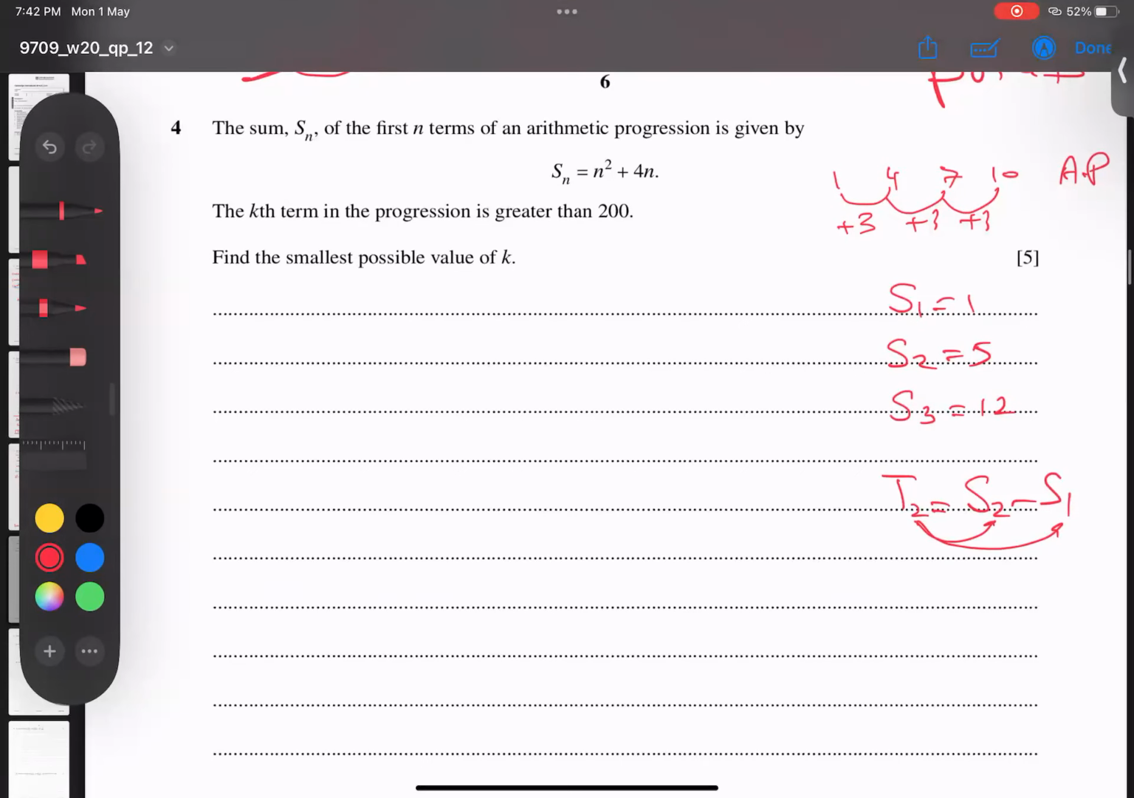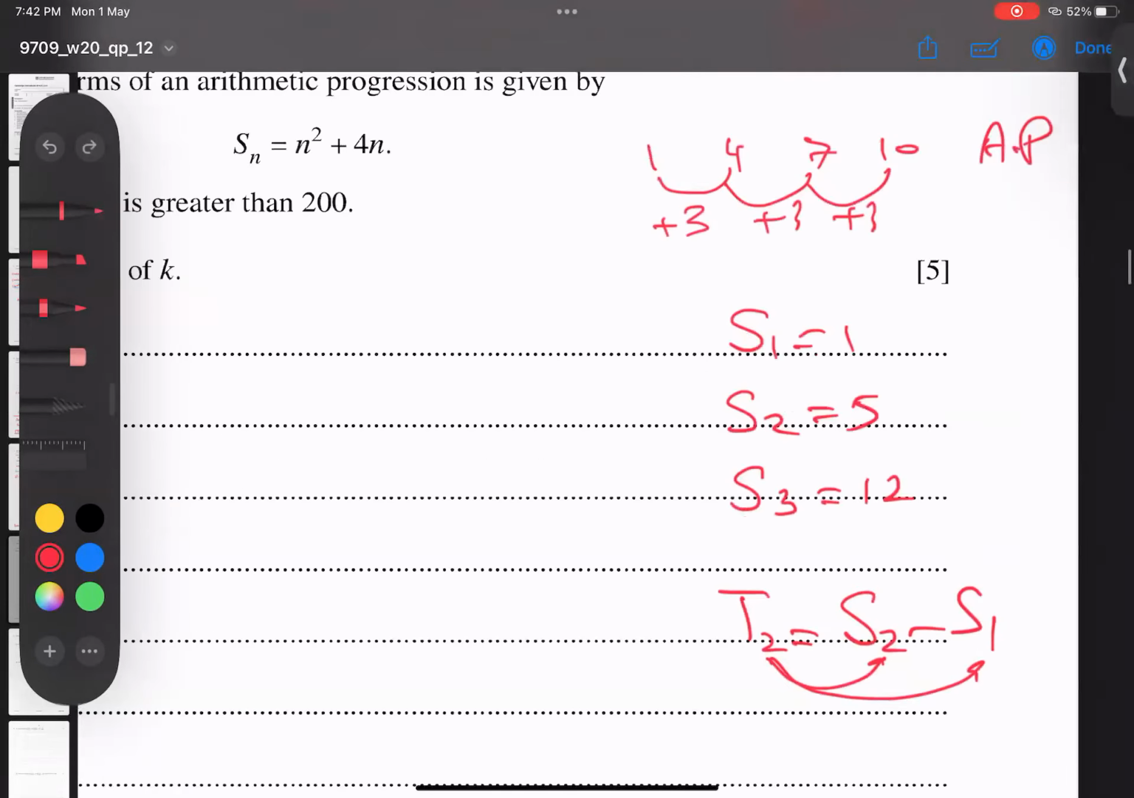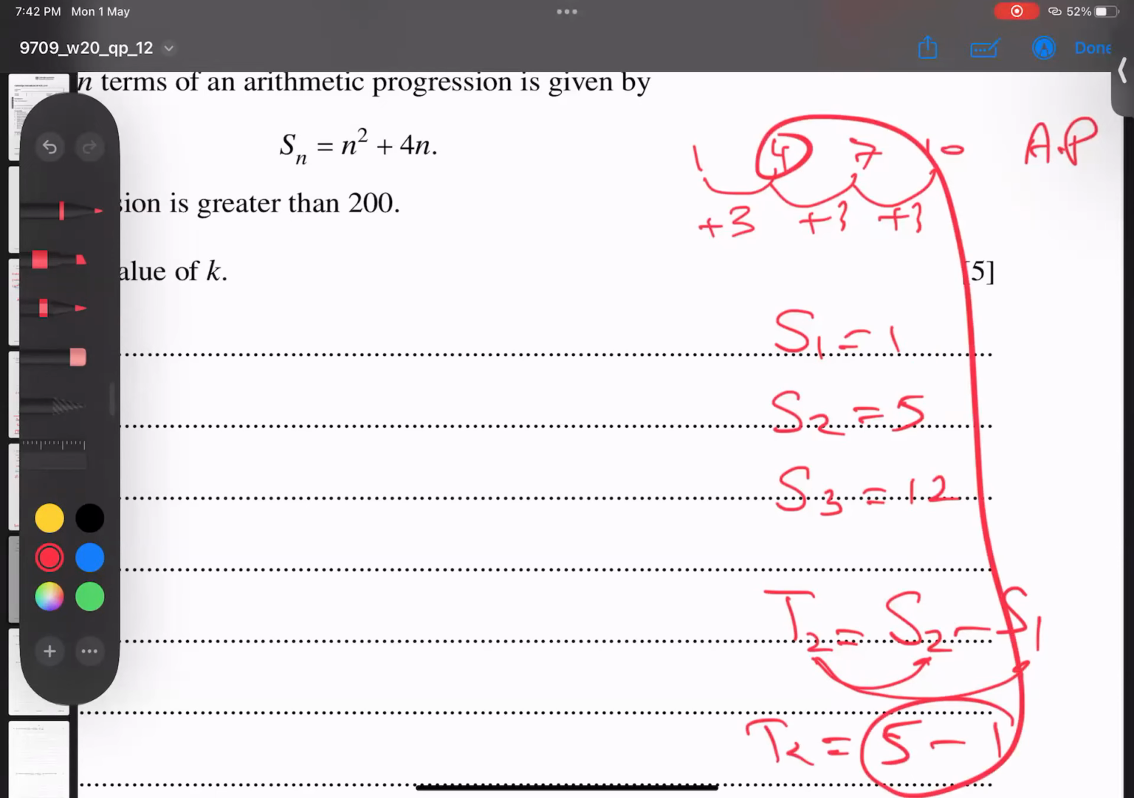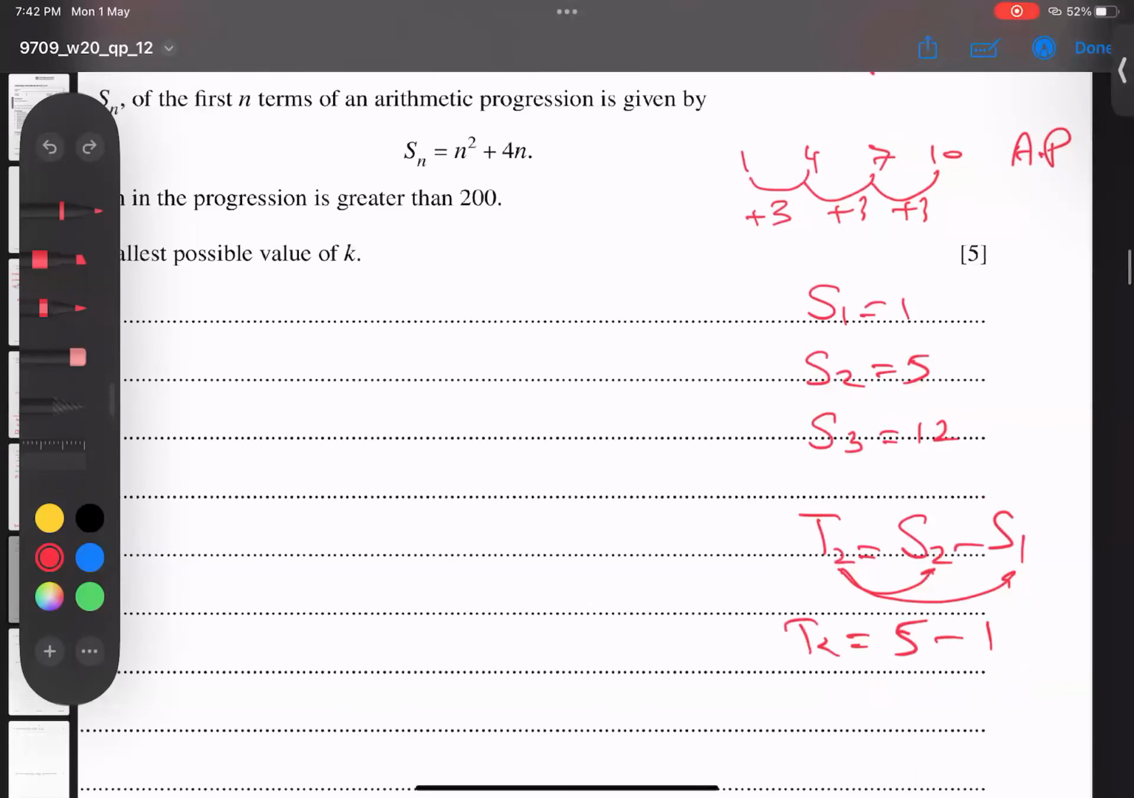How can I prove it? Look here. What is the second term, students? The second term is 4. Keep your eye here. What is the sum of the 2 terms? The sum of 2 terms is 5. I'm putting 5 here. The sum of the 1 term is 1. If I subtract them, 5 minus 1 is 4, match. So it means I proved that the second term is 4.